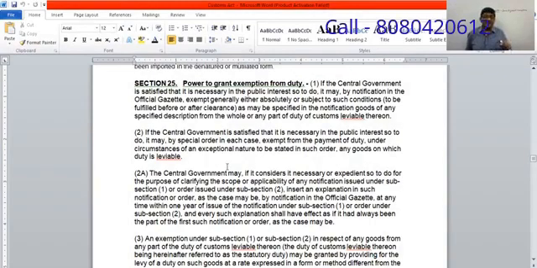If the central government is satisfied that it is necessary in the public interest so to do, it may by special order. Right? Now, what is the difference in subsection 1 and 2? This is by way of notification and this is by special order. That is the difference. And actually, these are two sections only, which are subsection, which are only important. Rest all you can read or don't read, doesn't make a difference.